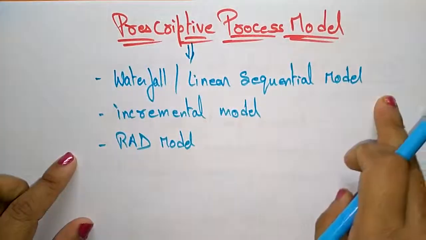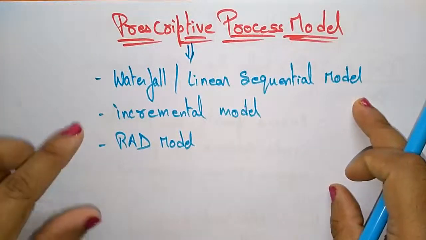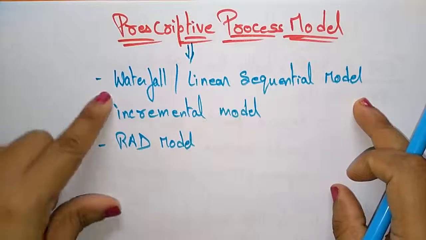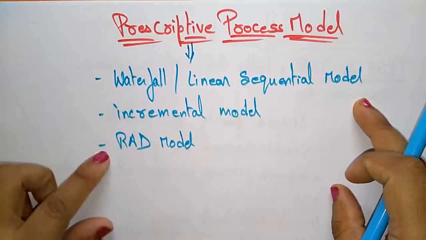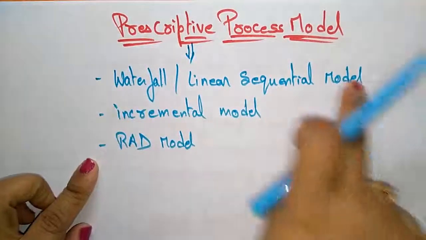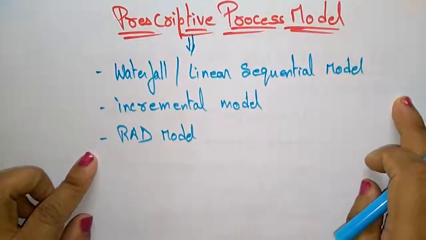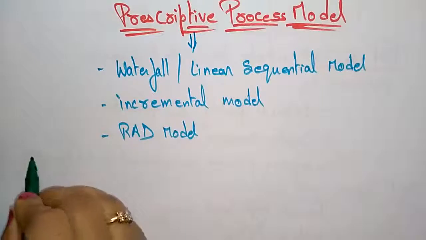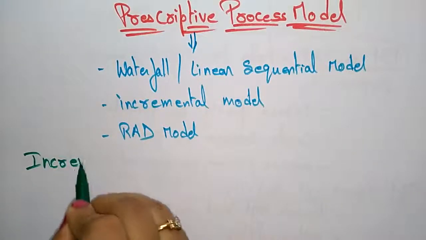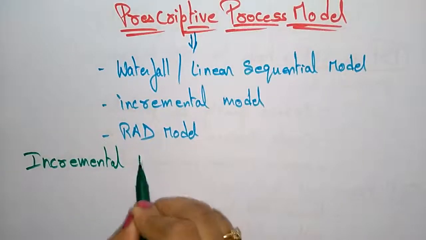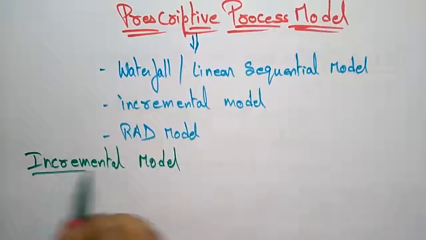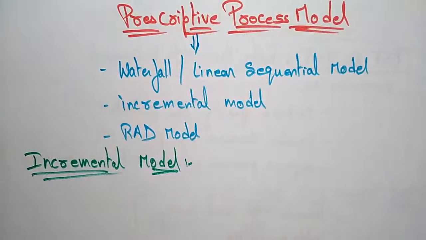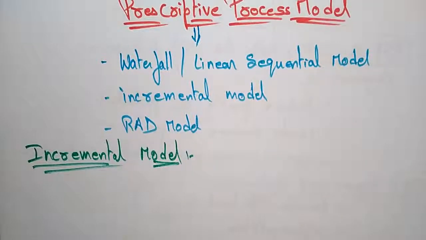So these three, the explanation with the diagram. Okay, so the prescriptive process models are the waterfall model, incremental model and the RAD model. The waterfall model I already explained in the previous videos. Now let us see the next, that is the incremental model. The incremental model is used when requirements are well understood.